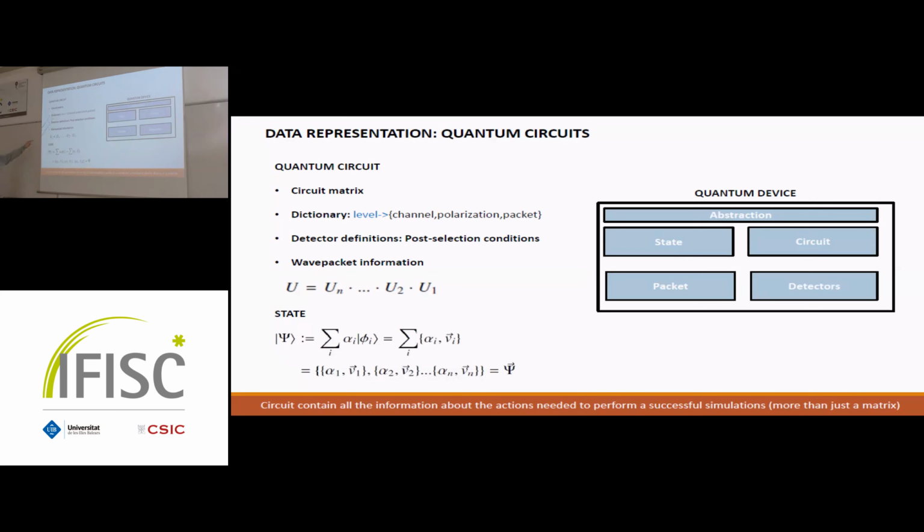We will also have a dictionary to relate the channel, polarization and packets with the level. We have a detector definition with the polarization conditions, which will contain packet information, a lot of information. And we have here a structure: we want photons, we have a circuit with detectors, with packets and state, everything to create that ideal photon.